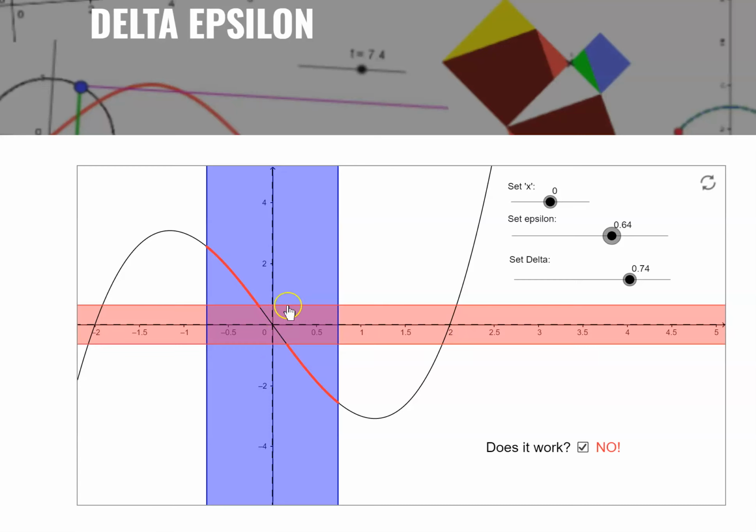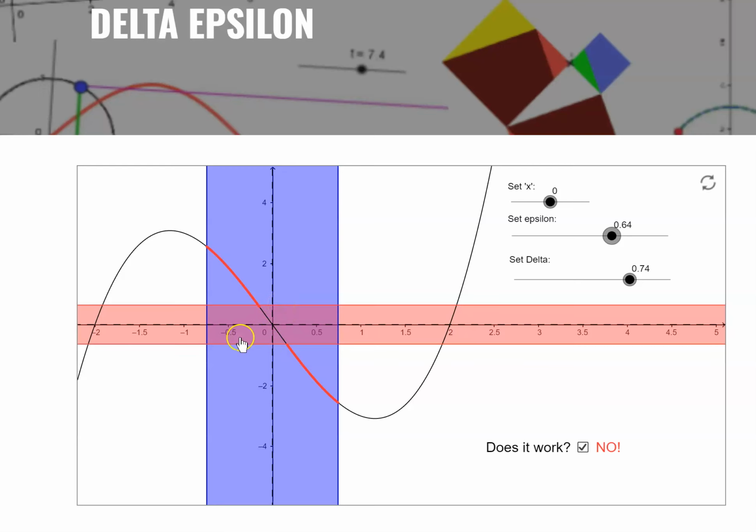When we're talking about limits, what we're trying to say in terms of the definition is, what range of x values will produce the y values that we're interested in? What range of x values will guarantee that the y value is between negative 0.64 and positive 0.64?